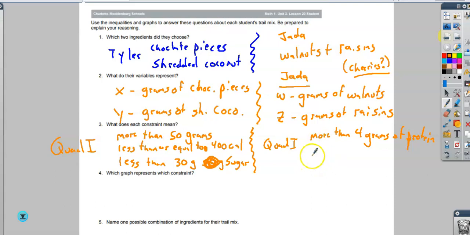The next one came from the fat, the grams of fat, right? The 0.67 and the 0. So she's going to want less than or equal to 15 grams of fat. And then the greater than 0, that's just, it wants to be in quadrant 1.